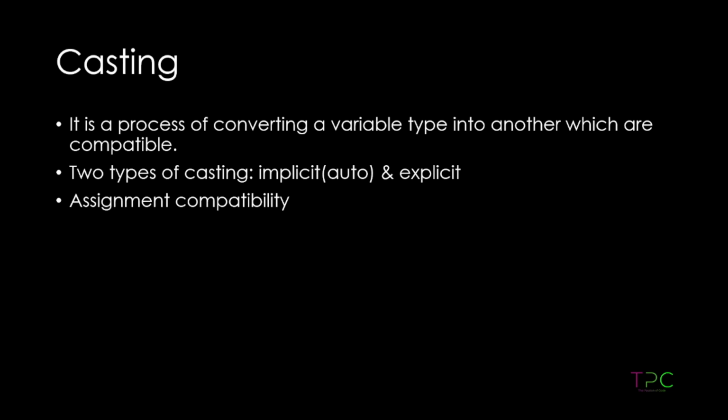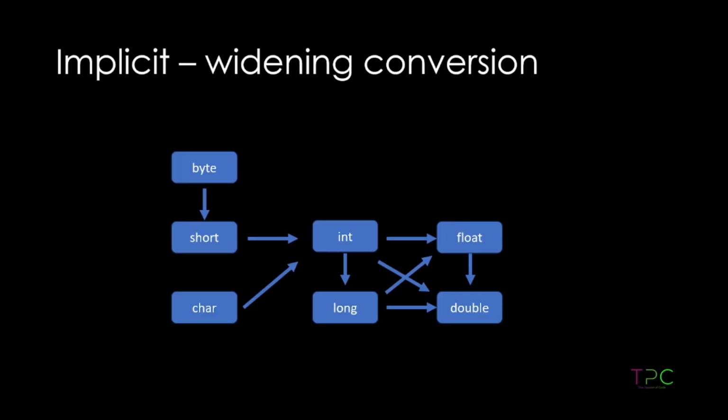If assignment compatibility doesn't occur, then we must use parsing. But about this I will tell you later. Okay, let's dive into implicit casting. It's also called a widening conversion. Here we've got a graph with casting directions.